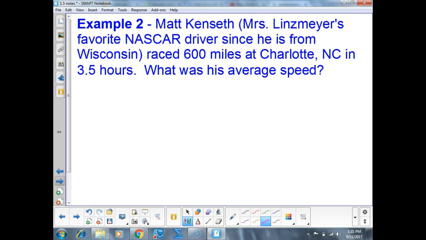So, Matt Kenseth, who is Mrs. Linsmeyer's favorite NASCAR driver, since he's from Wisconsin, raced 600 miles at Charlotte, North Carolina in 3.5 hours. What was his average speed? Find it for me. Because I want to go fast.